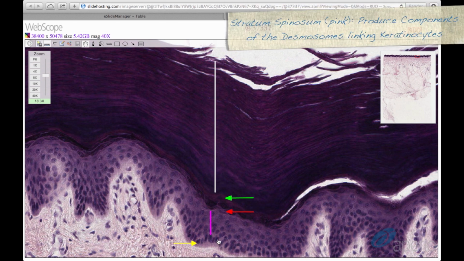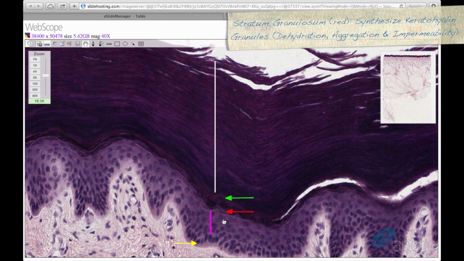Next, we have the stratum spinosum, which is spanned by the pink line. These large polygonal cells have lighter staining nuclei that are actively synthesizing components of the desmosomes that interlink the keratinocytes, which serve as strong connections between cells. If you look closely, these cells get their name from the spiny appearance of their characteristic desmosomal junctions.